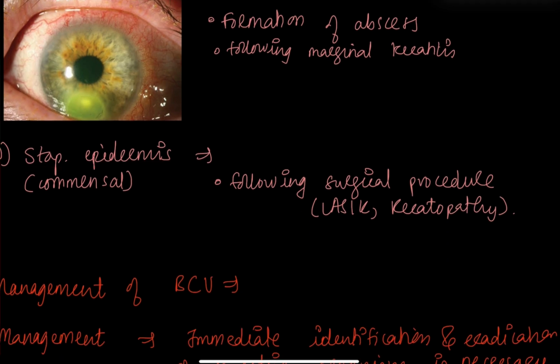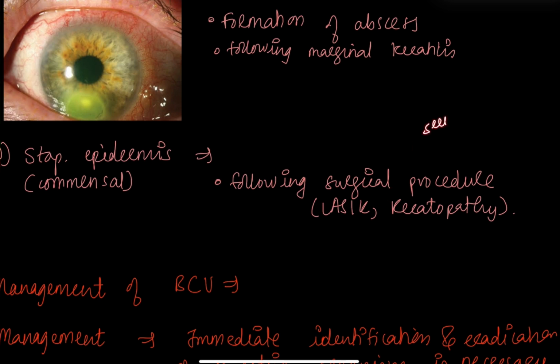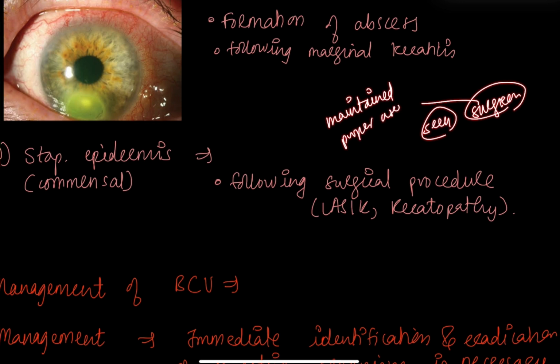Staph epidermidis, as we know, is basically a commensal organism. It is a commensal in the normal flora of the person, but it can cause infection following a surgical procedure, for example LASIK or keratoplasty. This is seen if the surgeon has not maintained proper aseptic precautions.